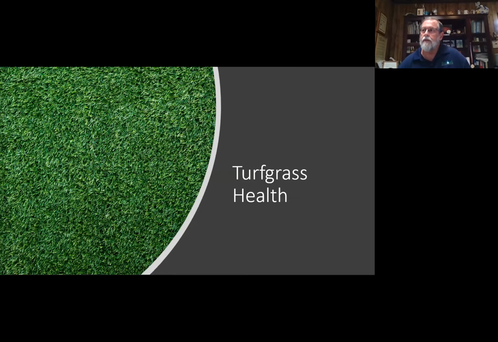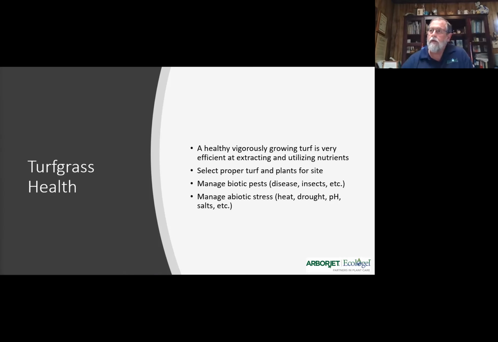We also have the turfgrass health. That's another cultural practice that really improves nutrient efficiency. You know, if you have a healthy, vigorous growing turfgrass, it's the most efficient at extracting and utilizing those nutrients you're putting out through fertilizers. So you need to also select and maintain the proper turf, that's the species, the kinds of plants for the site. You need to manage your biotic pests. You know, you need to control diseases and insects.